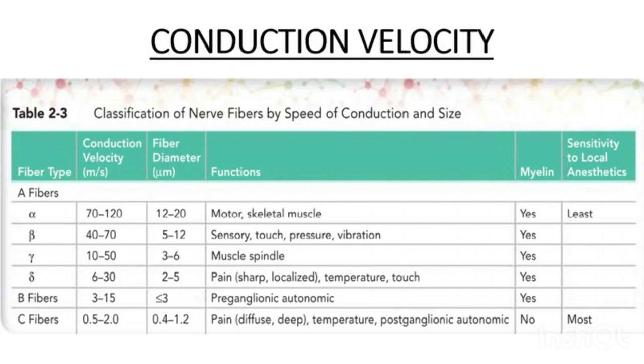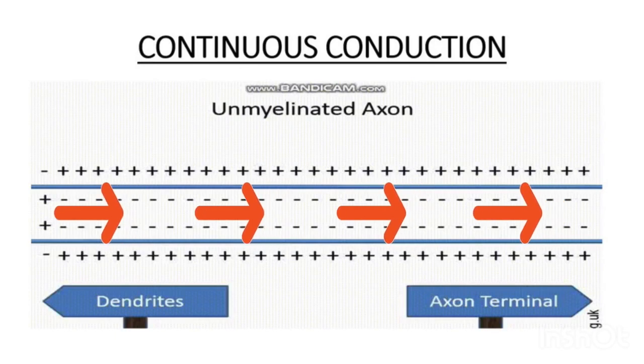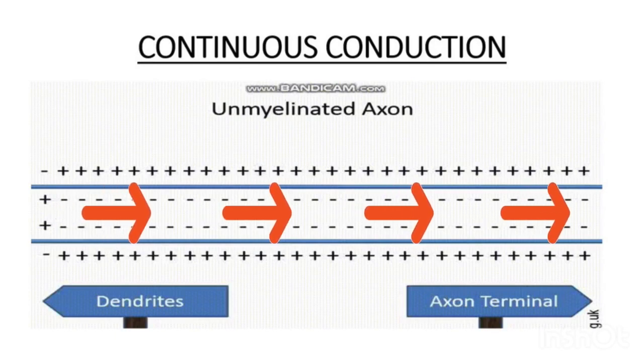Your B fibers, these are small, myelinated, functions more on the preganglionic autonomic. Then C fibers, these are for diffuse, deep pain, temperature, and postganglionic autonomic function. The conduction velocity is directly proportional to the cross-sectional area of the axon, so thicker fibers conduct more rapidly than those with smaller diameter.